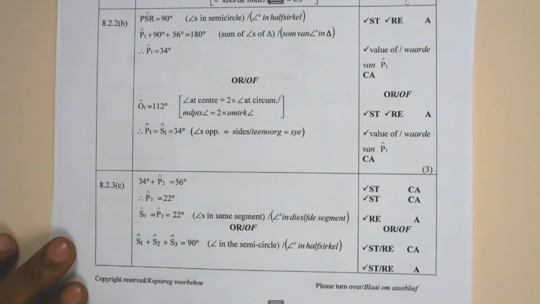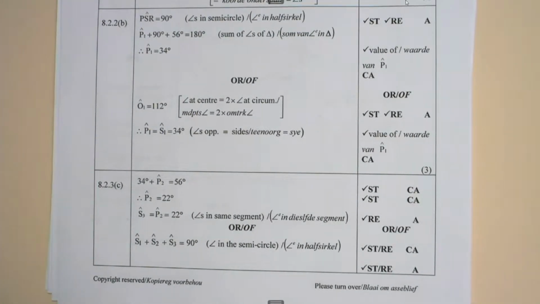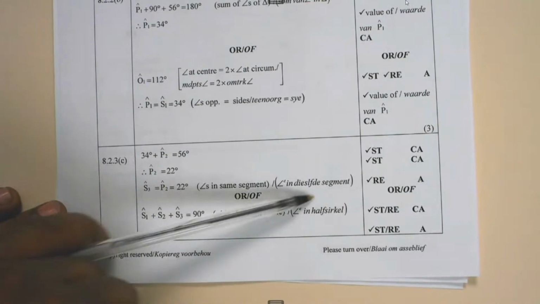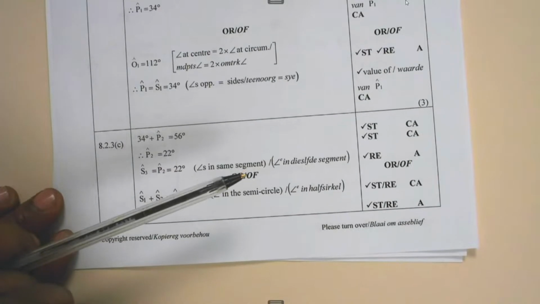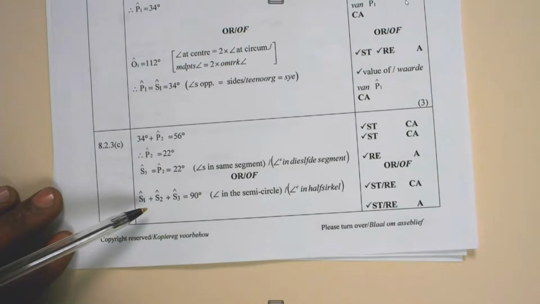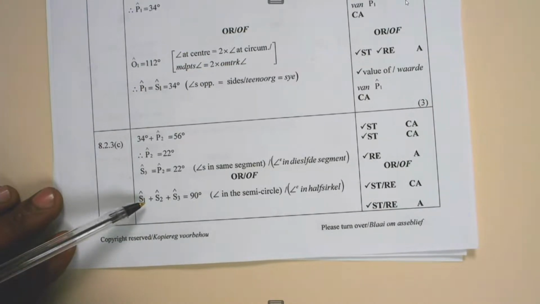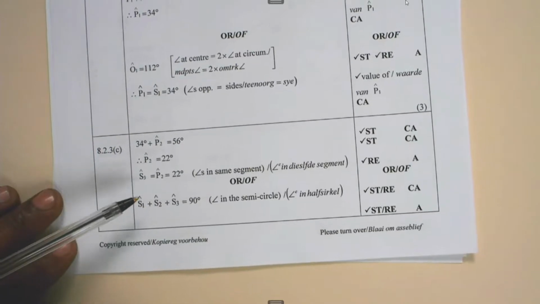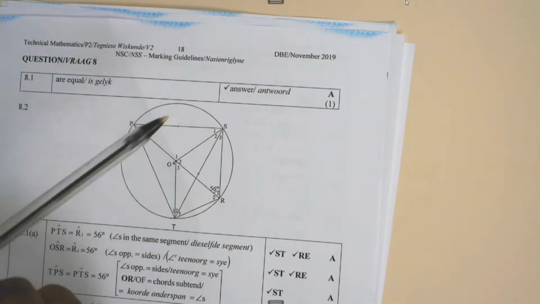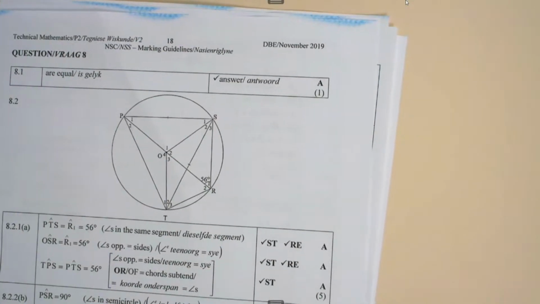Colleagues, we move to question 8.2.3c. We are looking for the value for angle P2. We realize that it is 22 degrees. And then this is also CA. And then angle in the same segment is the accuracy mark, the reason for angle P2 to be 22 degrees. So here we are looking for S1 plus S2 plus S3. They are 90 because if you remember the diagram, these are the angle in the semi-circle. So it is subtended by diameter POR.